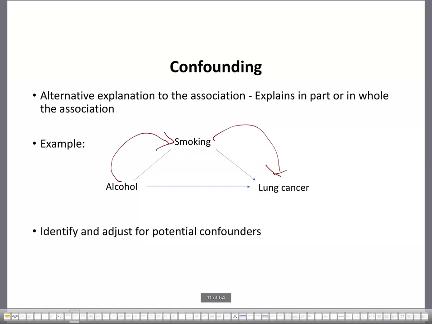There is a positive association between the two, and smoking is nowhere in the causal pathway between alcohol and lung cancer. So smoking meets the criteria for confounder, and you have to consider smoking as a potential confounder in your study. So you need to identify all such potential confounders, and you need to adjust them in your study, either in your design phase or in your analysis phase. So this classical definition is a very easy one for us to understand as well as to implement in our studies.